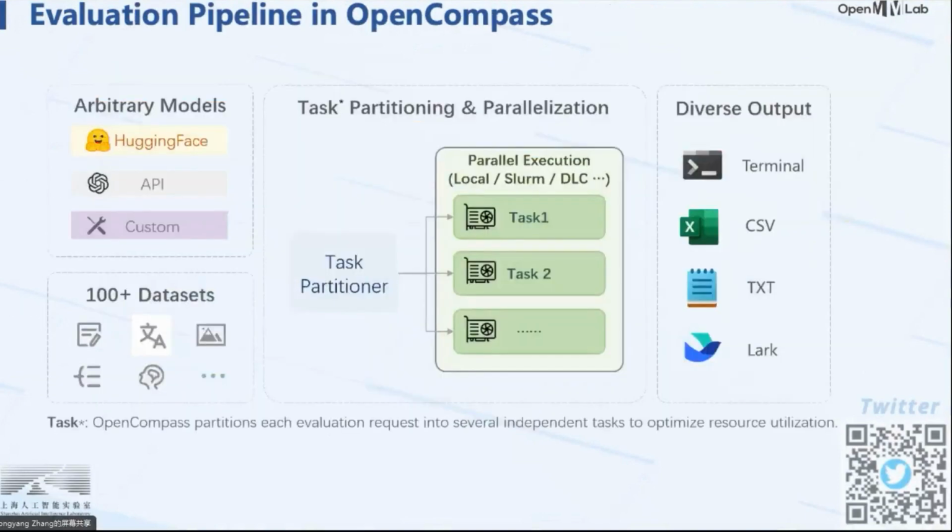Currently, we have such a distributed evaluation pipeline in OpenCompass, and you can evaluate arbitrary models like the Hugging Face models, the API models, or your own format models. Up to now we have supported 100 datasets covering different abilities. We also introduce task partition and parallelization technology to make it efficient.